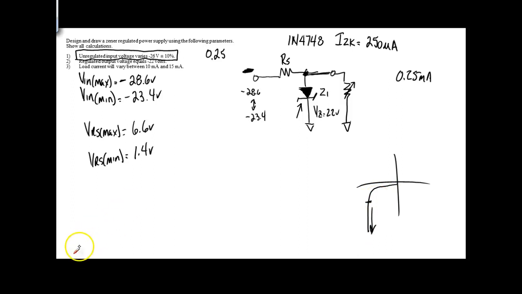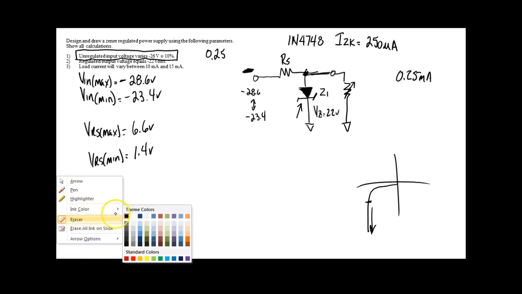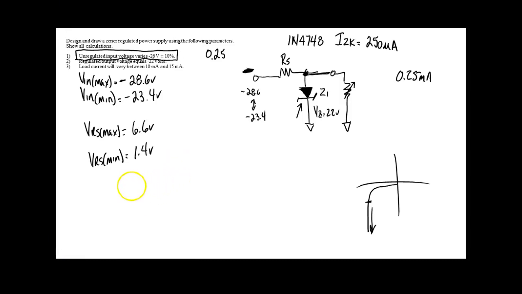So I'm going to come up here and I'm going to say, what size resistor do I have? I'm going to look at my formula sheet and it says RS calculated is equal to the minimum voltage, 1.4, divided by what? The load current. I didn't put the load currents over here. What's the load currents? 10 and 15 milliamps.